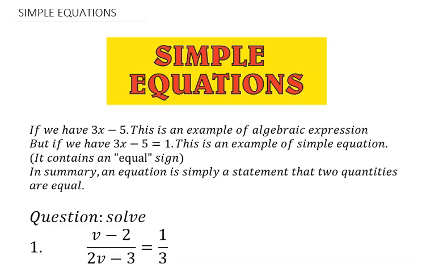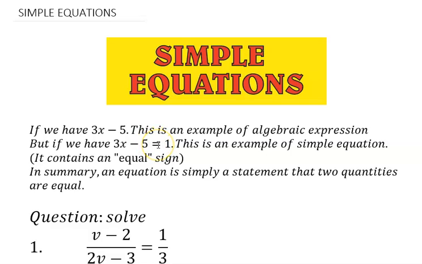As you can see on the screen, if we have 3x minus 5, this is an example of an algebraic expression. It is not an equation. But if you have 3x minus 5 equals 1, this is an example of what? A simple equation, because it contains the equal sign, the equality sign, this one that we are showing here.